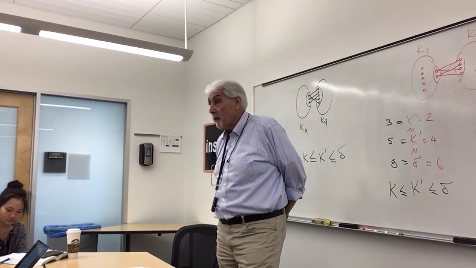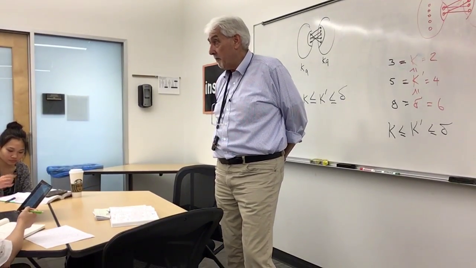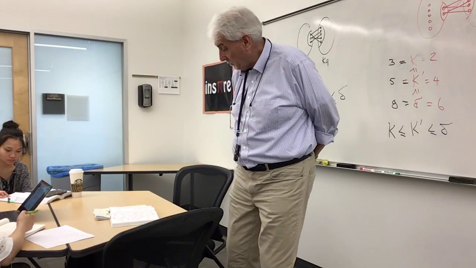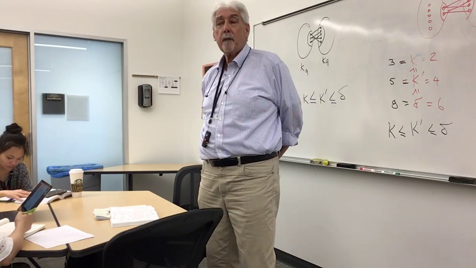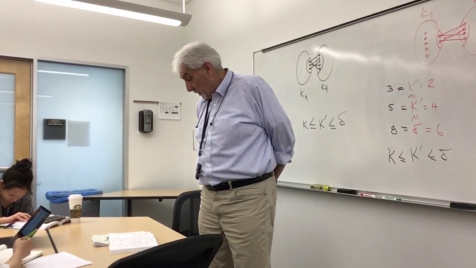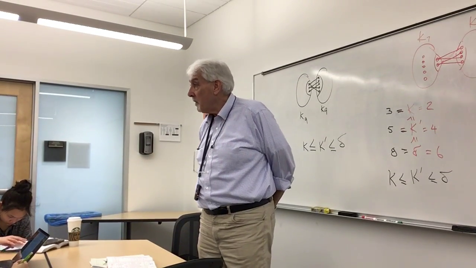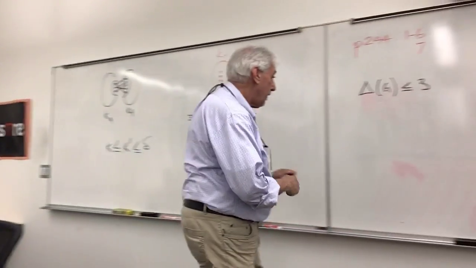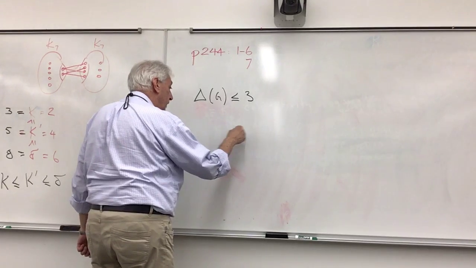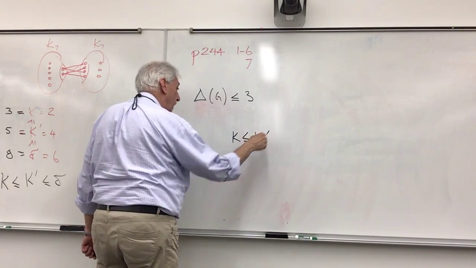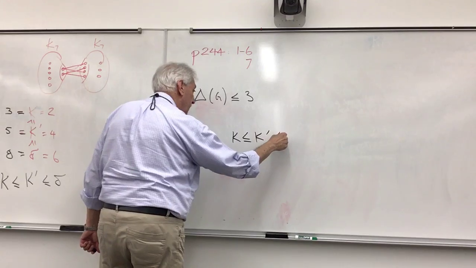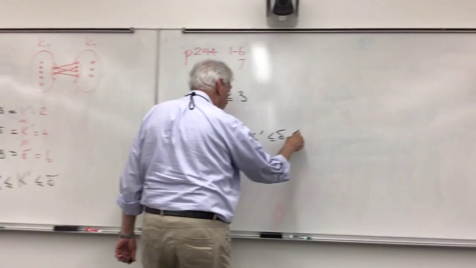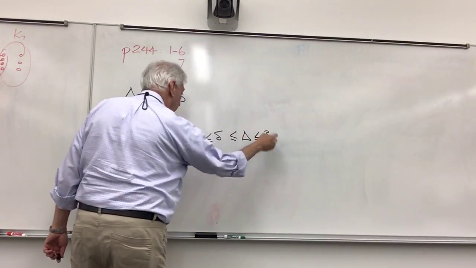So in this case, tell me something you've tried, whether it worked or not, because deleting this edge doesn't disconnect it. The disconnecting happens with these two vertices. We started by writing out all the inequalities, and that's an observation for you. So kappa is less than or equal to kappa prime, which is less than or equal to small delta, the minimum degree, which is less than or equal to big delta, the maximum, and that's less than or equal to 3.